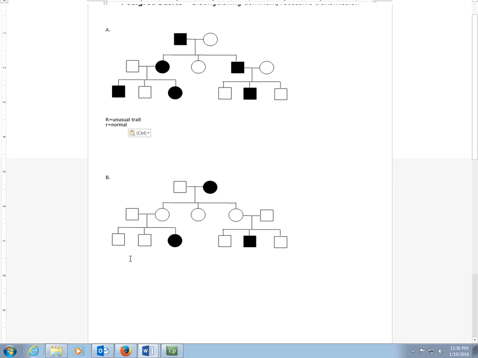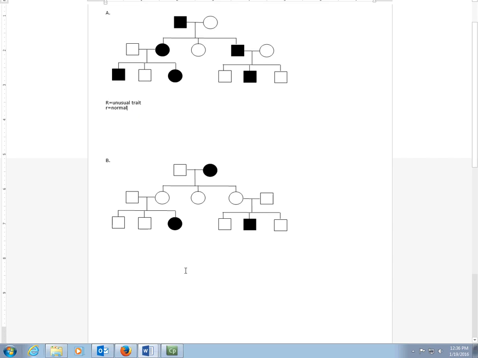Now, in the second case that I gave you here, this is sort of the other way the pedigree could look. You have a pedigree where you have two individuals in the third generation that are affected, and only one individual in the first generation that's affected.